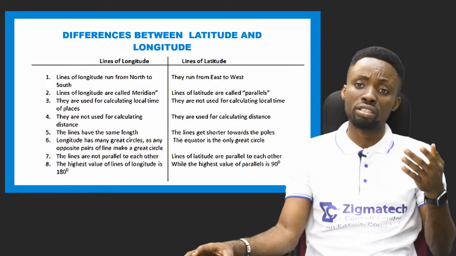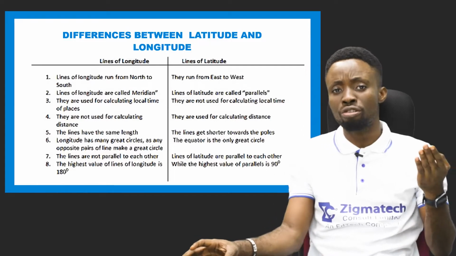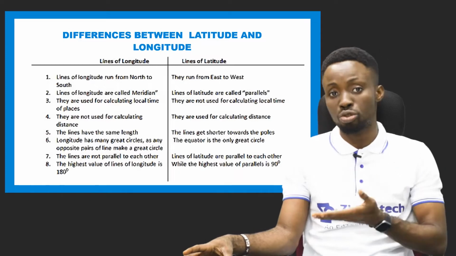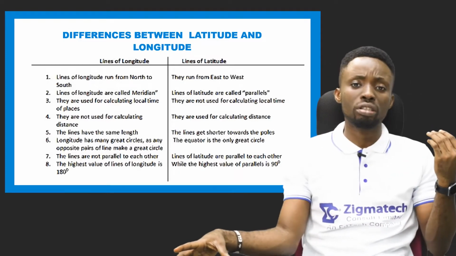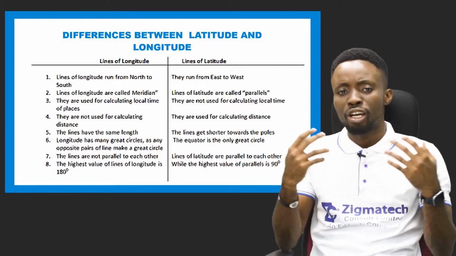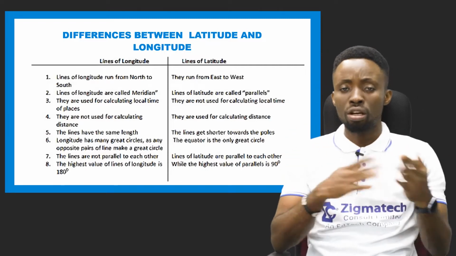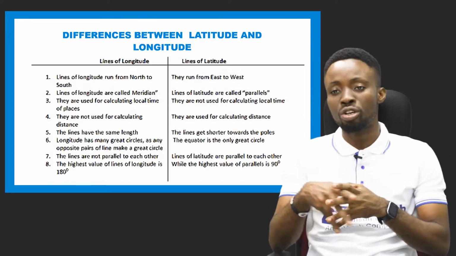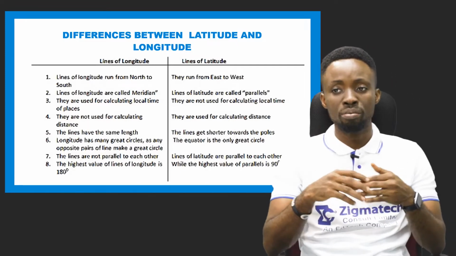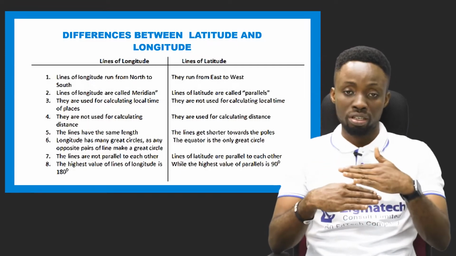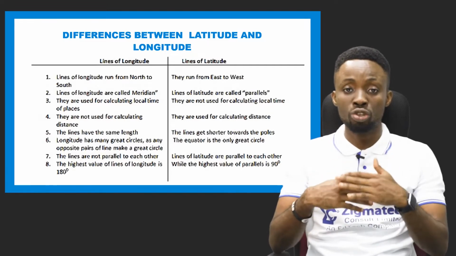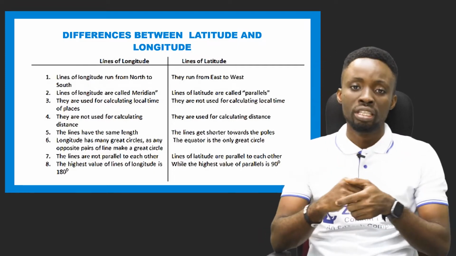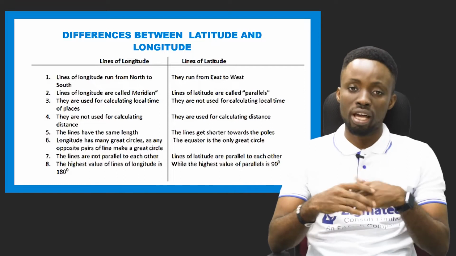So the first difference is that the lines of longitude, they actually run from the north to the south, whereas the lines of latitude, they run from east to west. Then the second difference we have between latitude and longitude is that longitude on its own are called meridians, while the lines of latitude are actually called parallels. Now, this is to say that the lines of latitude are actually running parallel to each other. That means they don't meet. But for the lines of longitude, which are actually called meridians, they actually converge at the north and south pole.